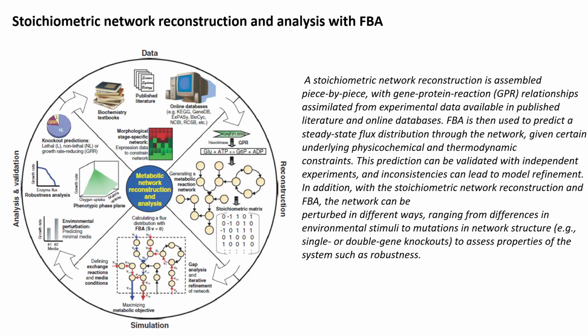So yeah, in addition, with the stoichiometric network reconstruction and FBA, the network can be perturbed in different ways, ranging from differences in environmental stimuli to mutations in network structure, whatever be the perturbation. One such example can be single or double gene knockouts, and they can be used to assess the properties of the system, such as robustness, meaning how sensitive is your system?